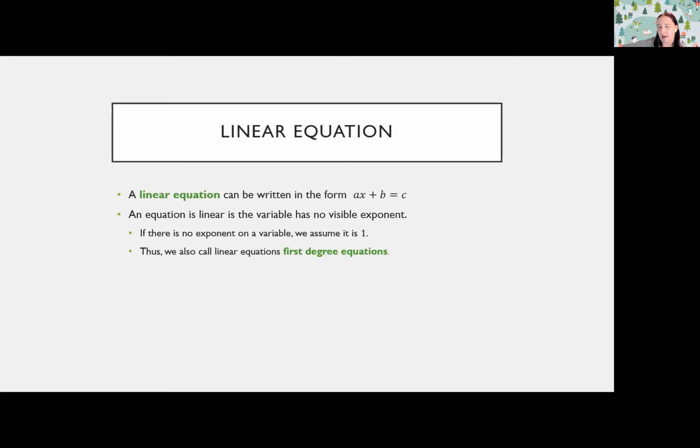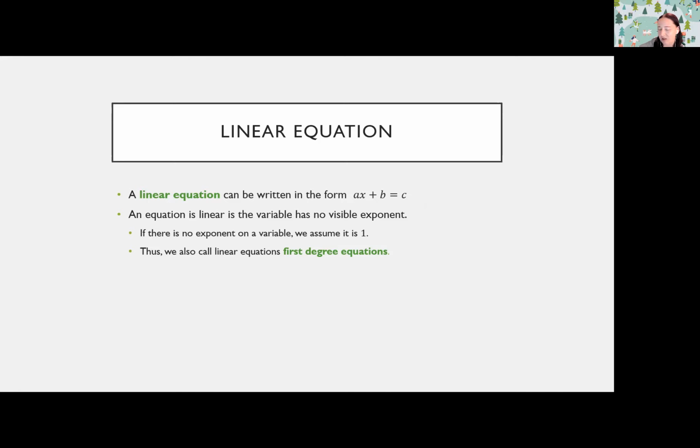So for about half the class, we're going to be focusing on linear equations. So it's an equation because it has that equal sign, and linear is a special type of equation. So it's written in the form AX plus B equals C. And A, B, and C are numbers. We usually use those to represent numbers, and then X's are unknown. So what makes it linear is that there's no exponent that you can see on anything.